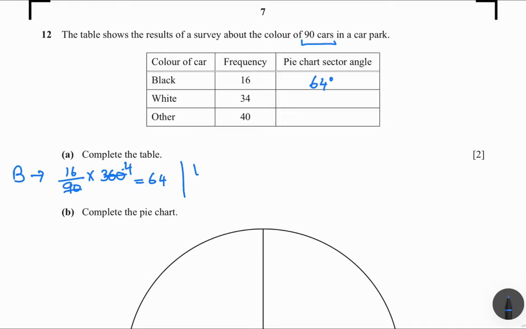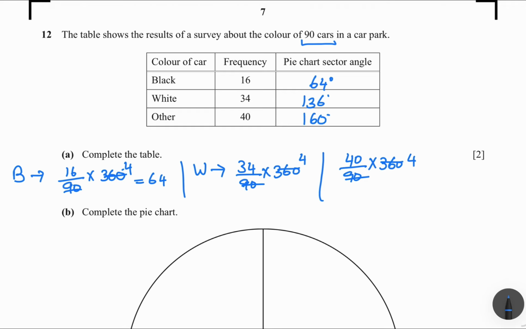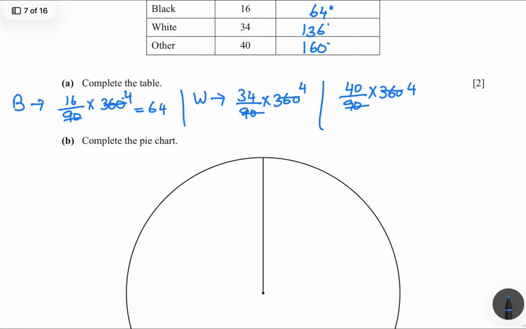Similarly, we will find out for the white. For the white, it's going to be 34 over 90 times 360. Again times 4, multiply 34 times 4, it's 136, right? Then we have the other, which is 40 over again 90 times 360. So this is 4, this is 160, right? Now complete the pie chart.